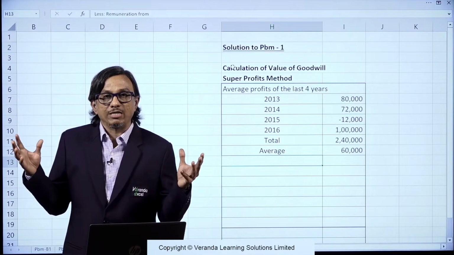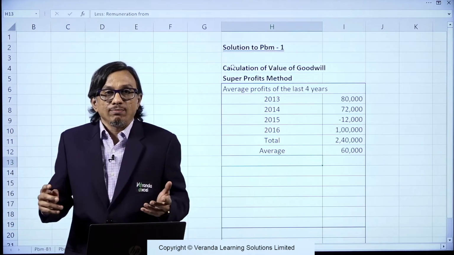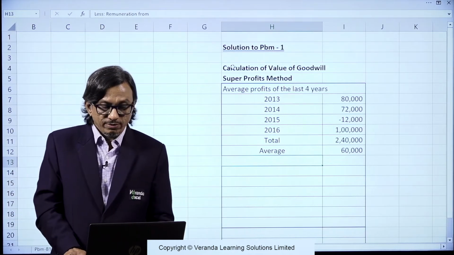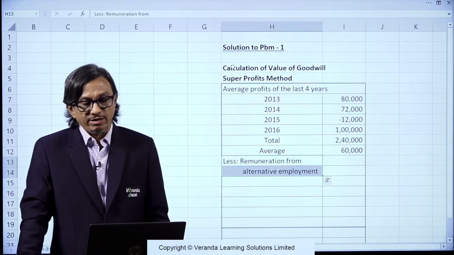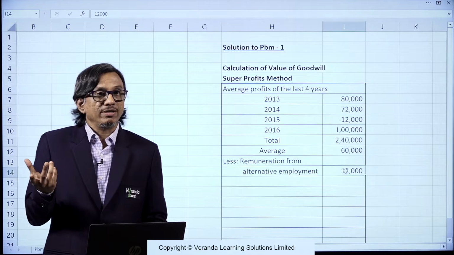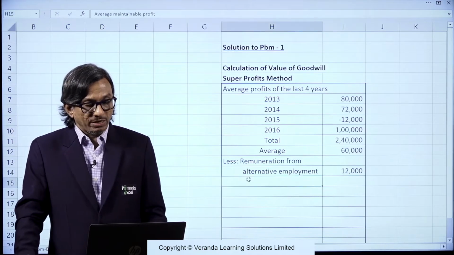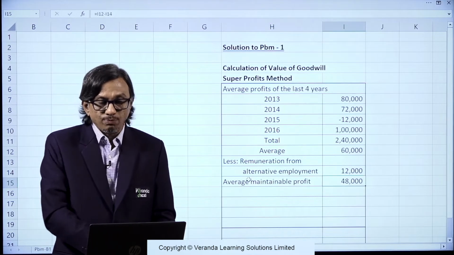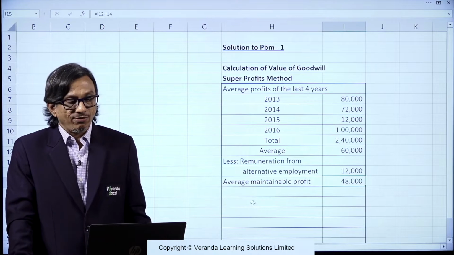He will be getting an average profit of 60,000, wonderful. But will he get that salary of 12,000? No. So that has to be adjusted to determine the value of goodwill. So, what is the remuneration from ordinary employment? 12,000 rupees. This he will not get. He will get 60,000 average profit, but he won't get the 12,000 rupees. Therefore, from the business, he is expecting to get an average maintainable profit of 48,000.